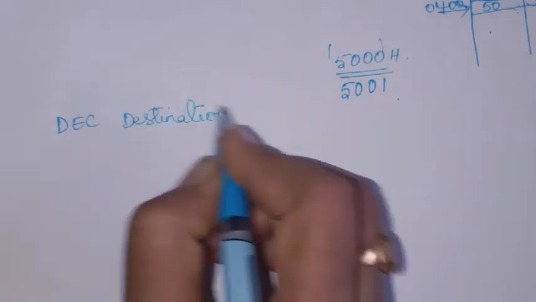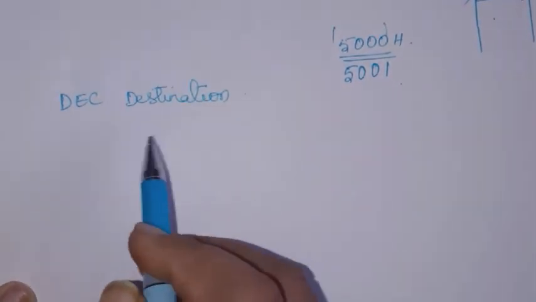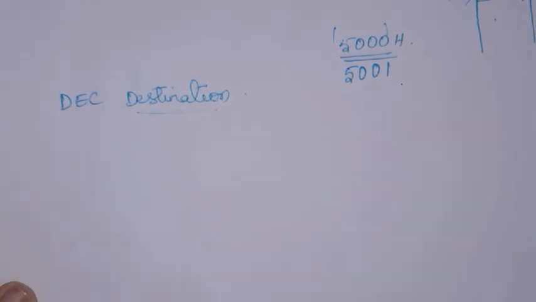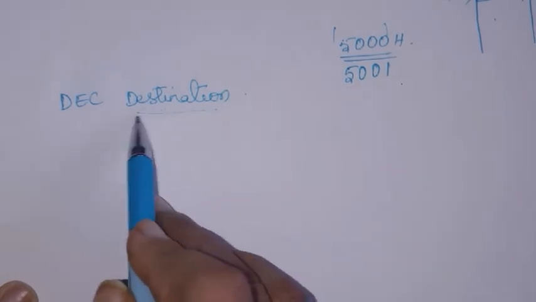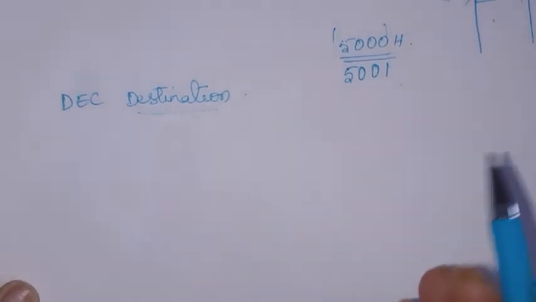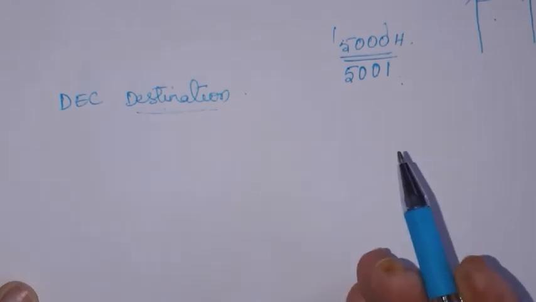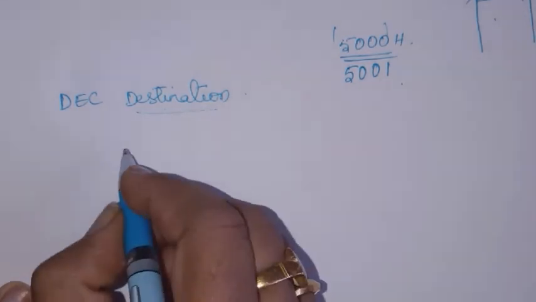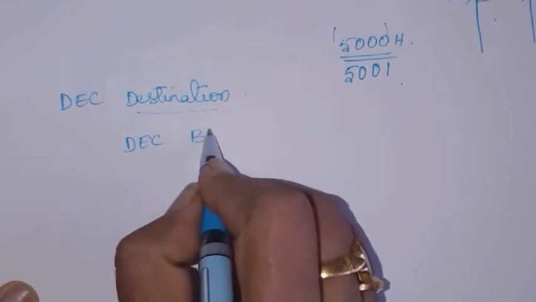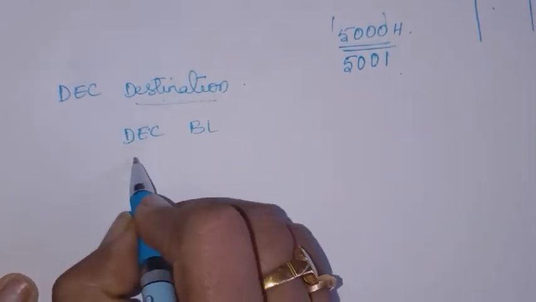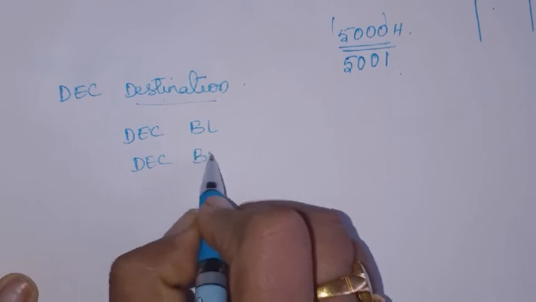Okay, so this is same as this, but the contents of the destination is decremented by 1. That means subtracted by 1, and the result will be in destination. Here destination can be again a register or a memory location. Here also it can be a byte register or a word register.